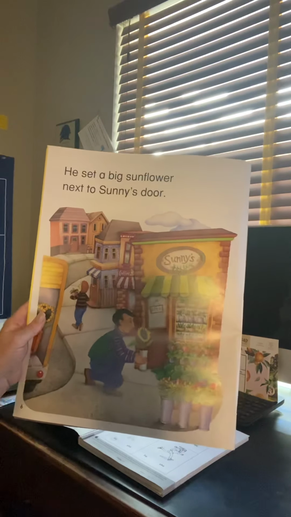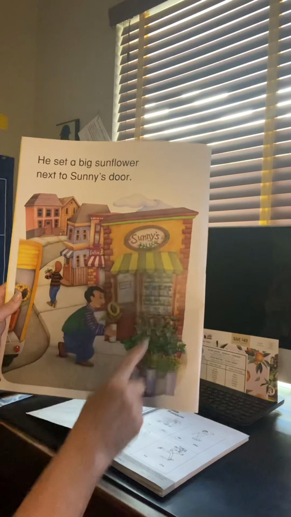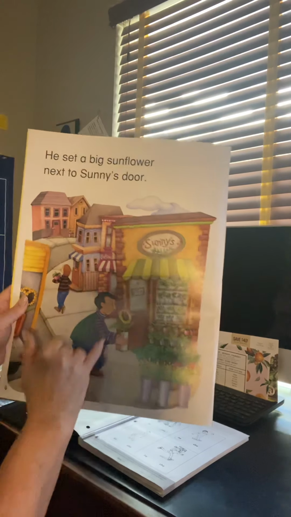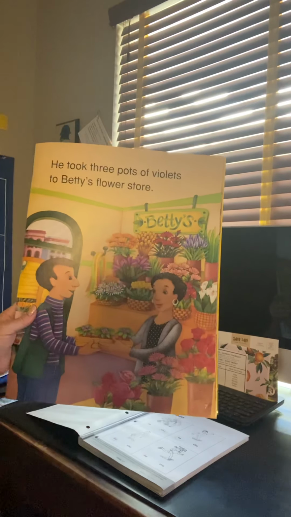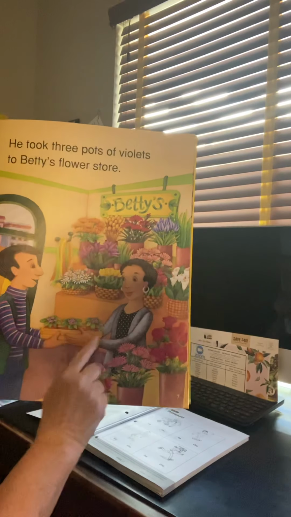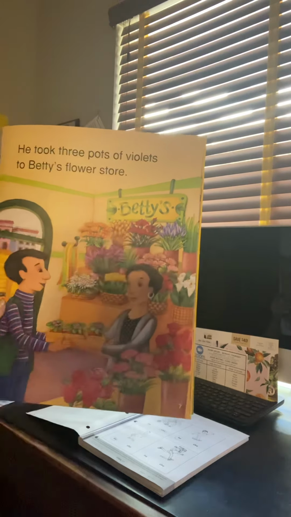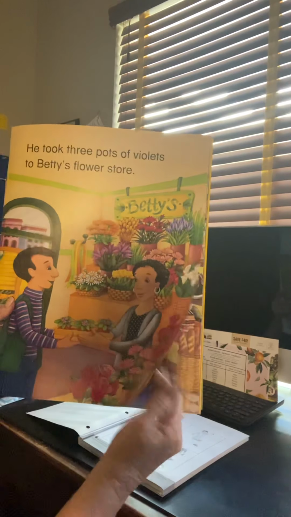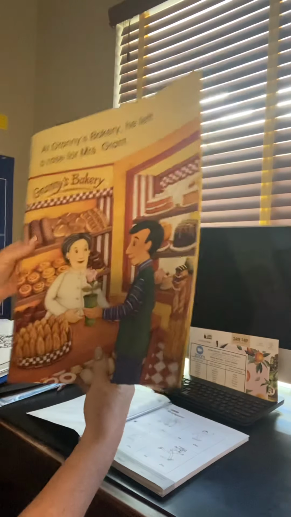He set a big sunflower next to Sunny's door. Sunny has a store, and he's putting the sunflower right next to the front door. He took 3 pots of violets to Betty's flower store. Look at those pretty violets. They're purple, aren't they? The color is violet, but the name of the flower is violet too. Look, she's got a flower shop. So Paco delivers his flowers to all these little flower shops and stores.